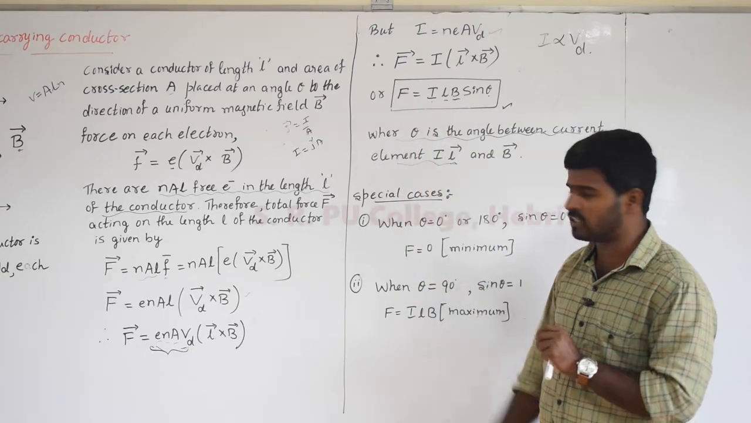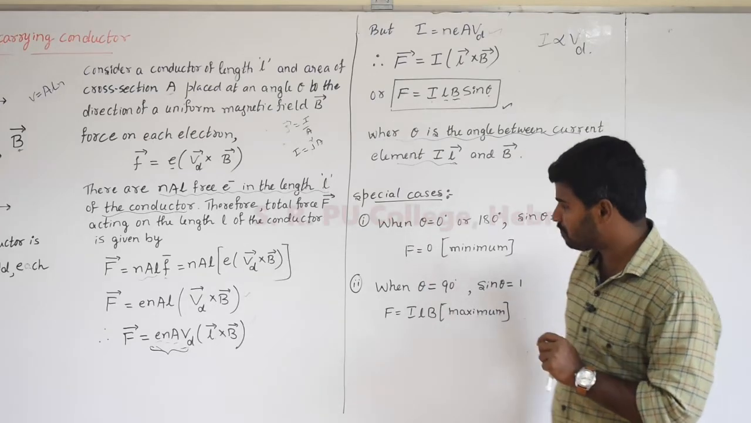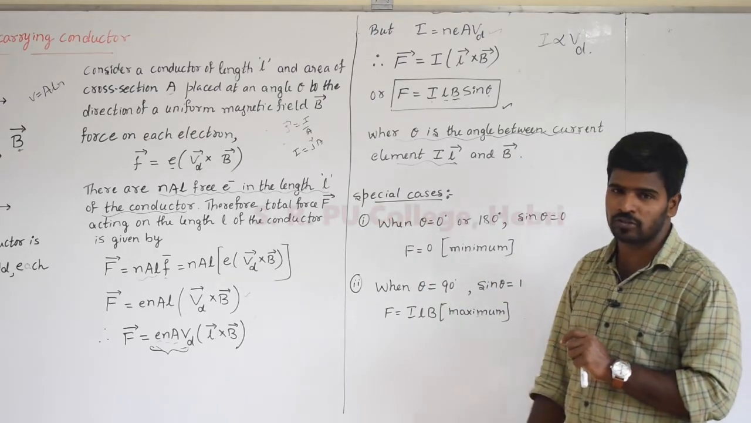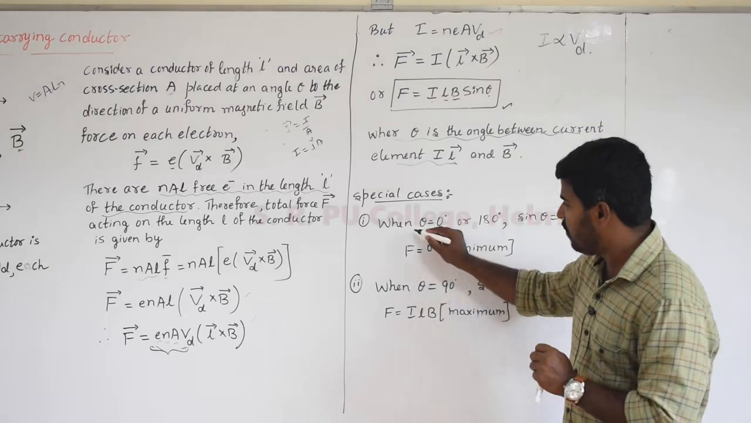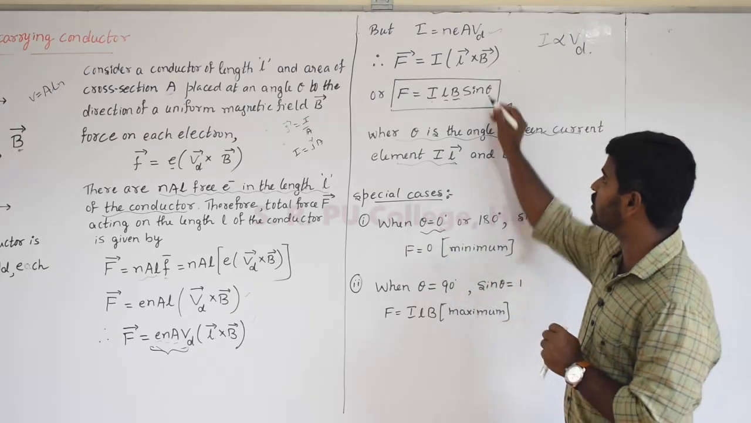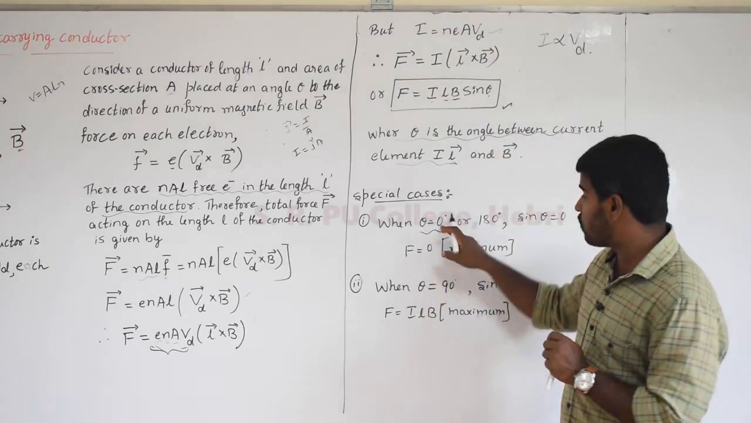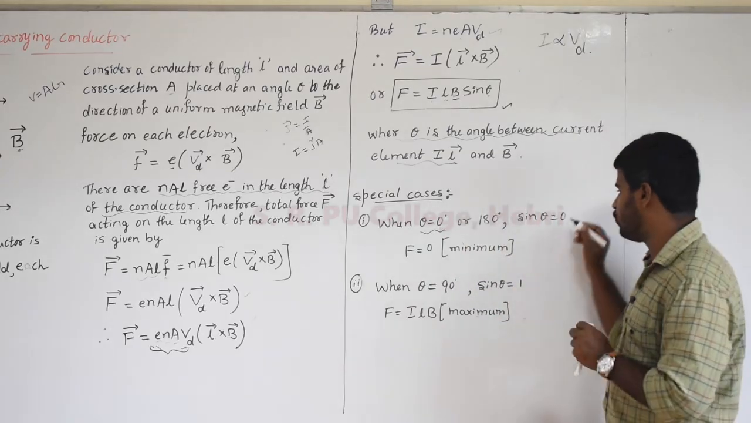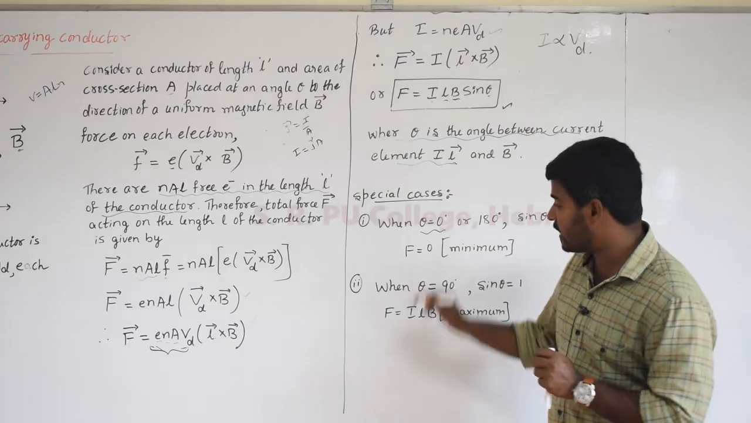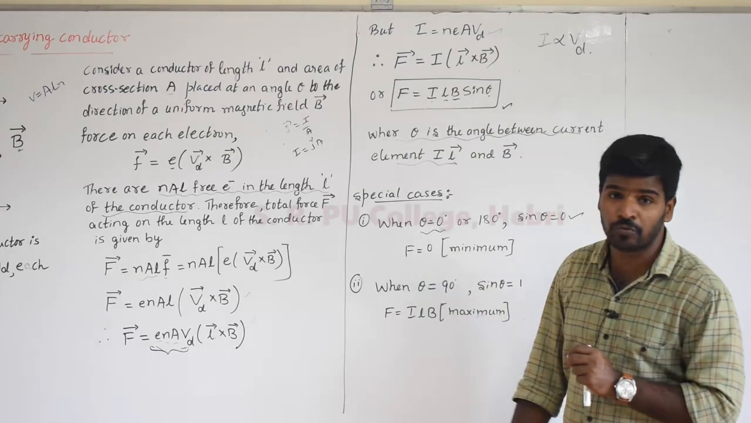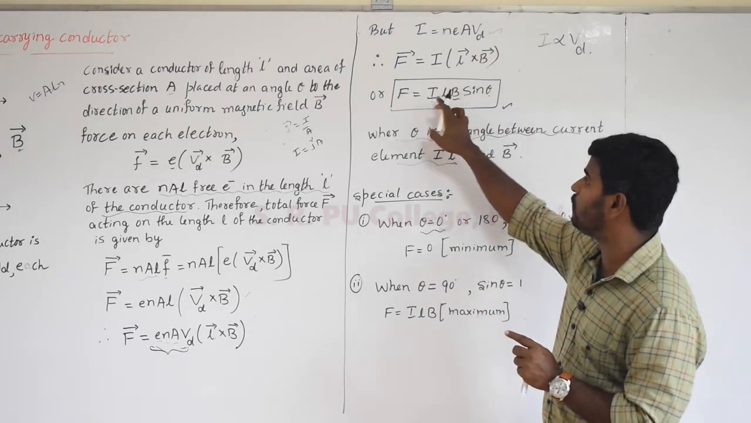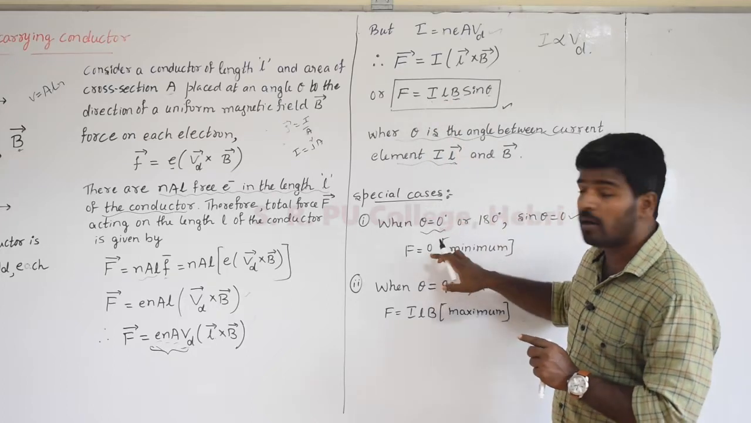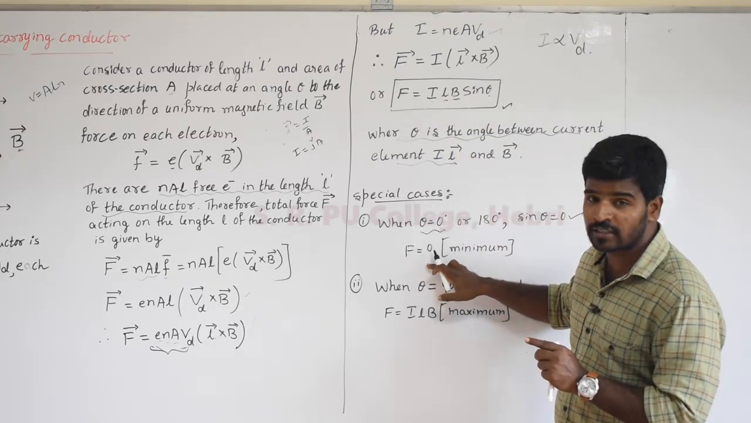2 mark question or 3 mark question. In the special cases, the first one, as we studied in the magnetic force on a moving charge, a similar condition: when theta is equal to 0 degree, substitute theta 0 in the equation, or 180 degree, yes, sin 180 or sin 0 is equal to 0. The magnetic force F is equal to 0. Sin 0 will be 0, therefore ILB into 0 will be 0. The magnetic force experienced by the conductor is equal to 0.